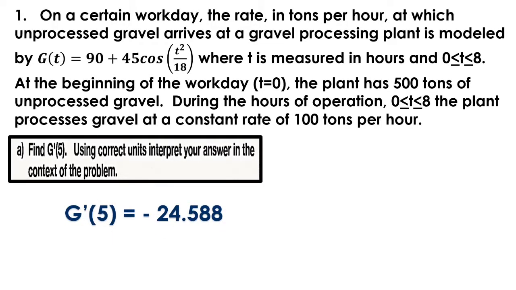Part A starts by asking you to find g prime of 5. This part is very straightforward. You have a calculator, so you use your calculator to find the derivative. Make sure that your calculator is in radian mode, and also when you write your answer, make sure that you go out at least 3 place values. Finding the derivative evaluated at 5 out 3 place values gave us our first point.